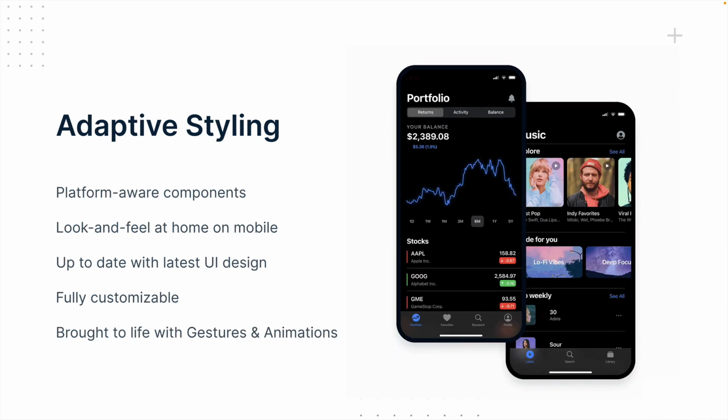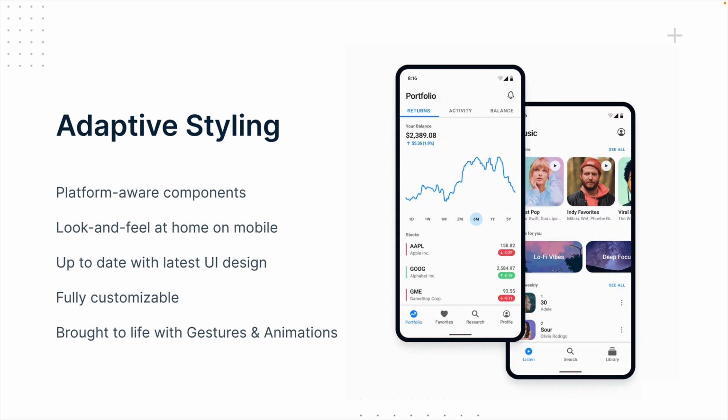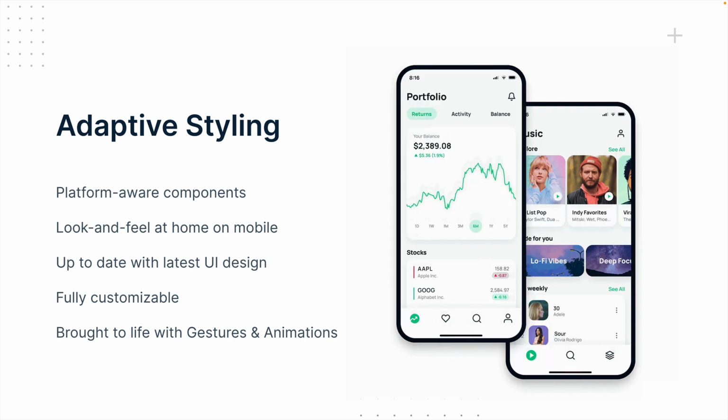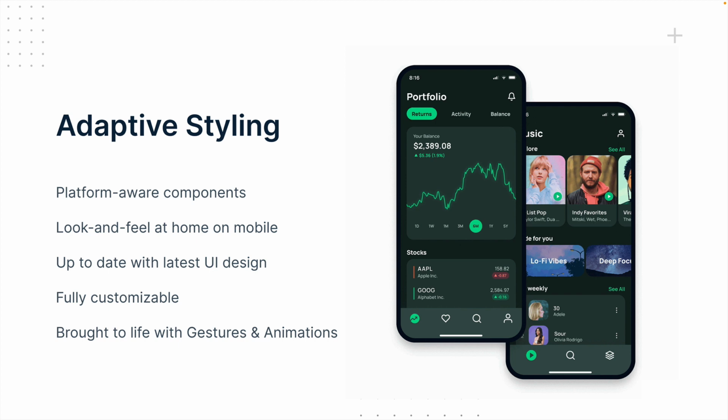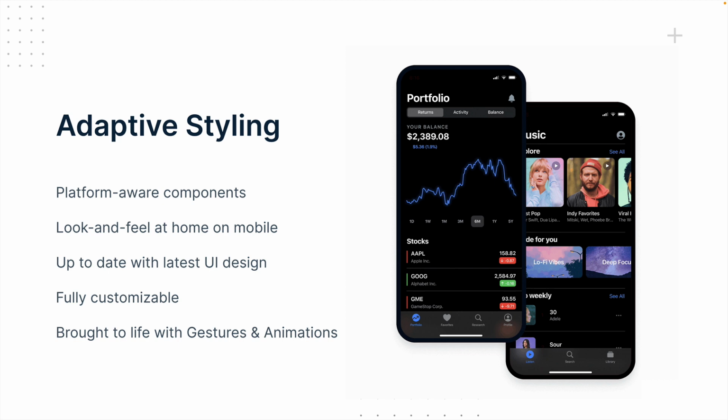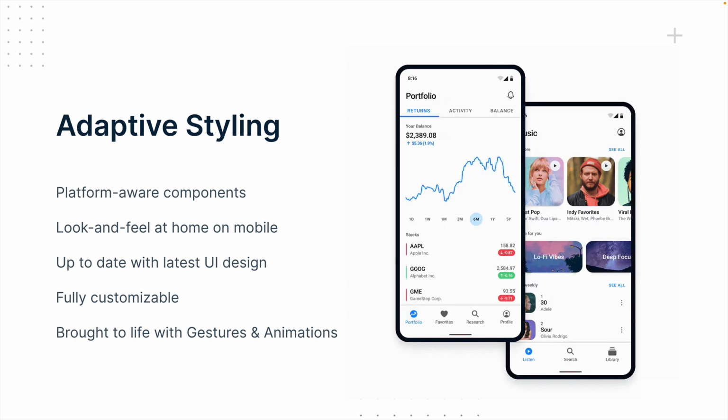And what's key about these components is that they have this really nice adaptive design. So the design itself can not only adjust to the platform. So right now, if we're on iOS, it's going to look like iOS. And if we're on Android, it's going to look like an Android app. But they can also be completely customized to fit your own UI and design theme.